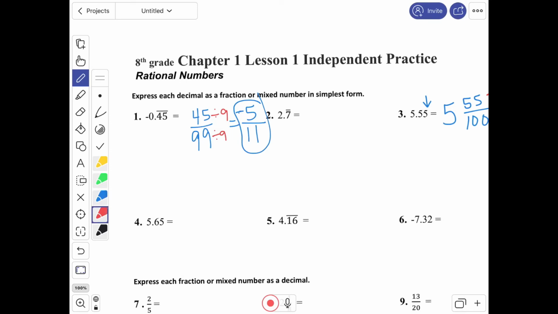Let's go ahead and try number 2 together. There's 2.7 repeating. 2 is the whole number. 2 stays the same. 7 is the digit repeating. There's only one digit, so it gets 9 on the bottom: 2 and 7/9. That's it.